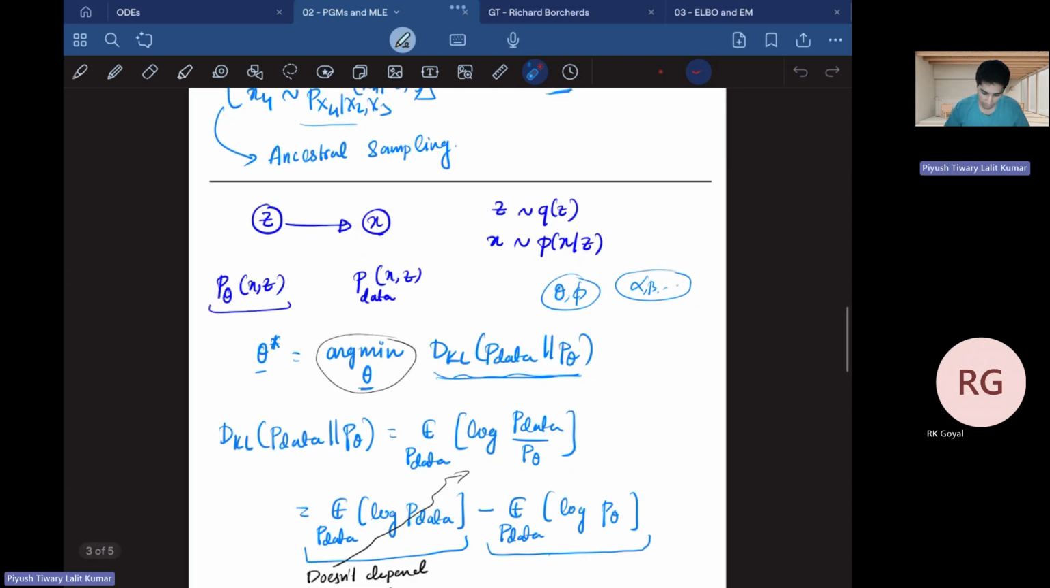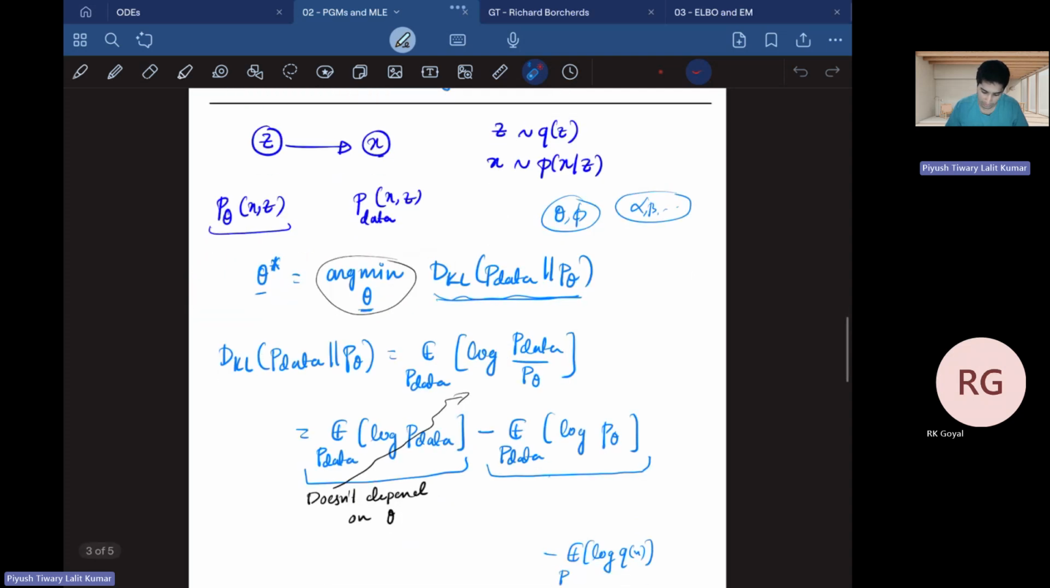Then we saw that, to learn the underlying data, let's say you have been given these two random variables. You have a data set containing data points Zi and Xi. You have P data(X, Z), and you want to learn this underlying joint distribution using a parametric model P theta(X, Z).